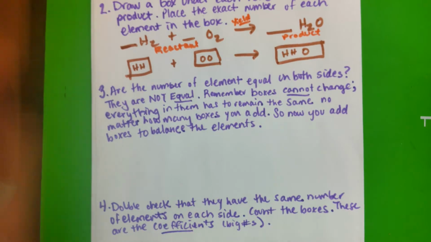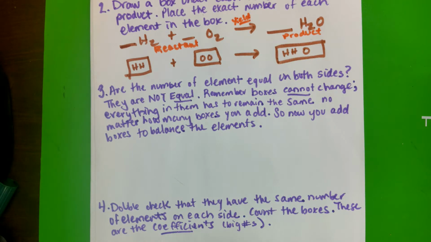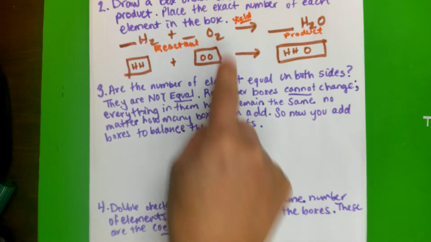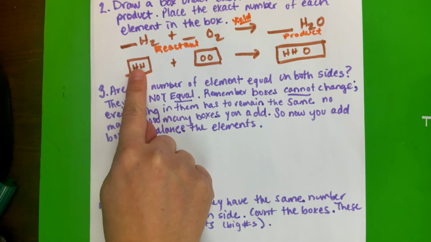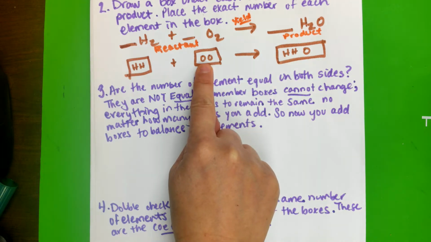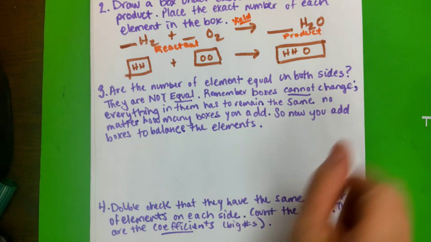Okay, the next thing: are the numbers of elements on both sides equal? So that's when you check. That's what I meant, like, maybe sometimes they're all 1s. So in here, there's 2 H's, there's 2 O's, and there's 1 O. So no, it's not balanced.